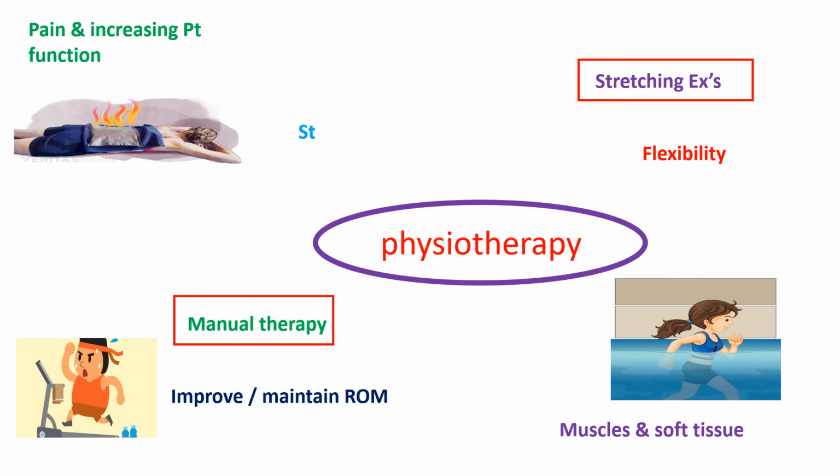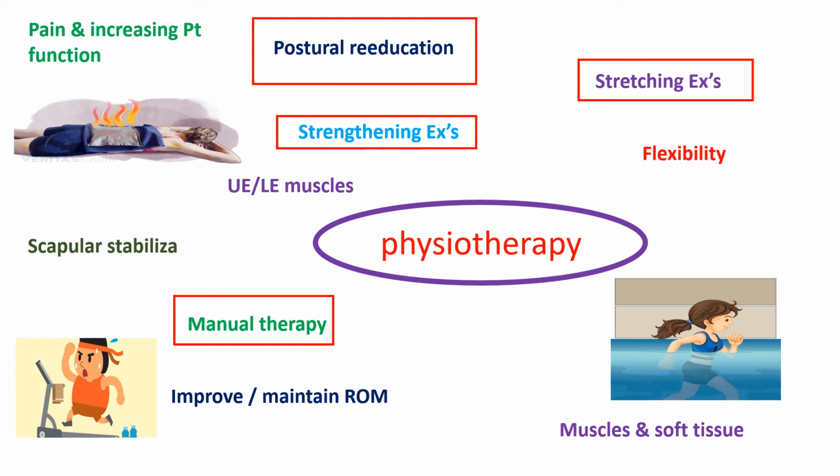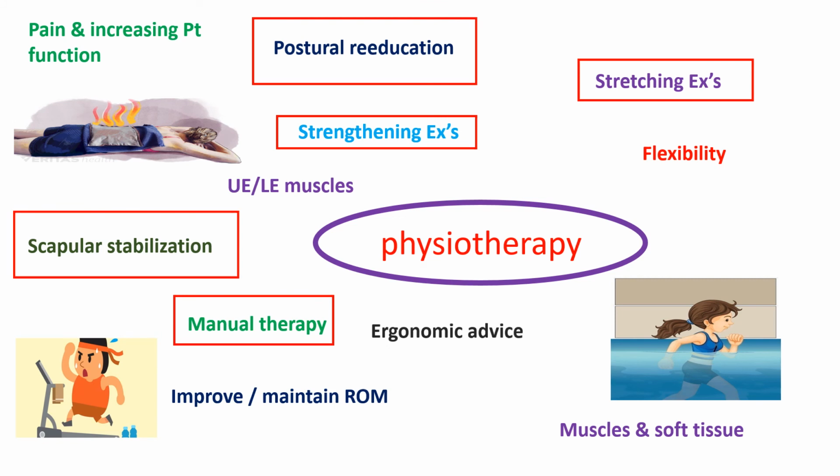aquatic exercises to avoid pressure on the spine, strengthening exercises of the upper limb and lower extremity muscles, then postural re-education, scapular stabilization exercises, and ergonomic advice and frequent change of positioning.